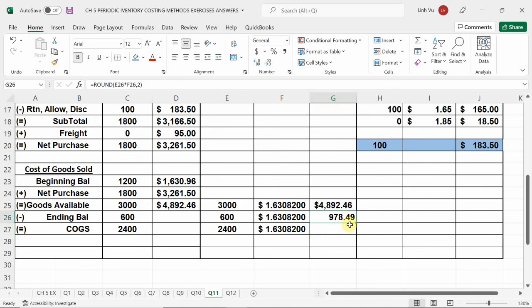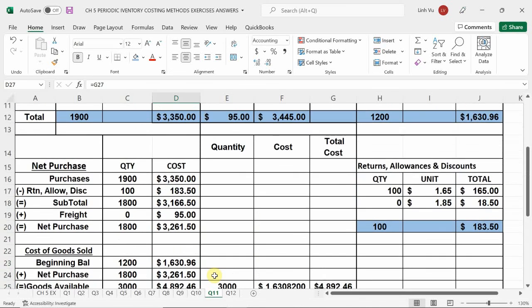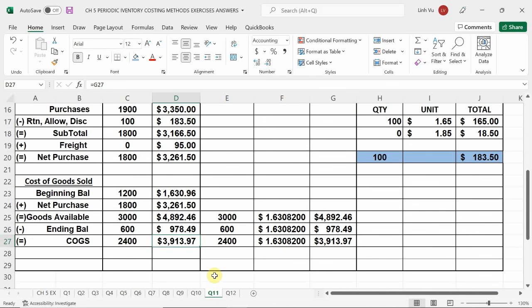$978.49. If I do the same thing to this bottom one here, I should get $3,913.97. Again, you can double check your work by subtracting these two numbers, and I end up getting the same thing, $978.49. And that is it for your weighted average, including beginning inventory as well as purchase returns and allowances.